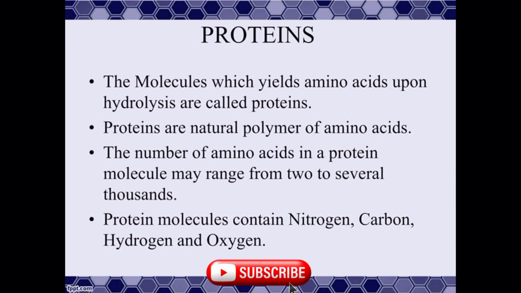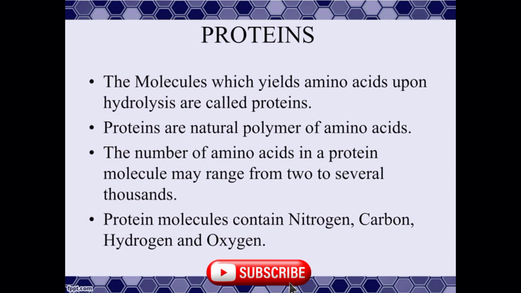These are the various definitions of proteins. Polypeptide chain of amino acids is simply known as protein. The molecules which yield amino acids upon hydrolysis are called proteins. Proteins are natural polymers of amino acids. Amino acids are monomers. When many amino acids are combined with one another, it produces a polypeptide chain, and this polypeptide chain is known as a polymer, which is protein. The number of amino acids in a protein molecule may range from 2 to several thousand.